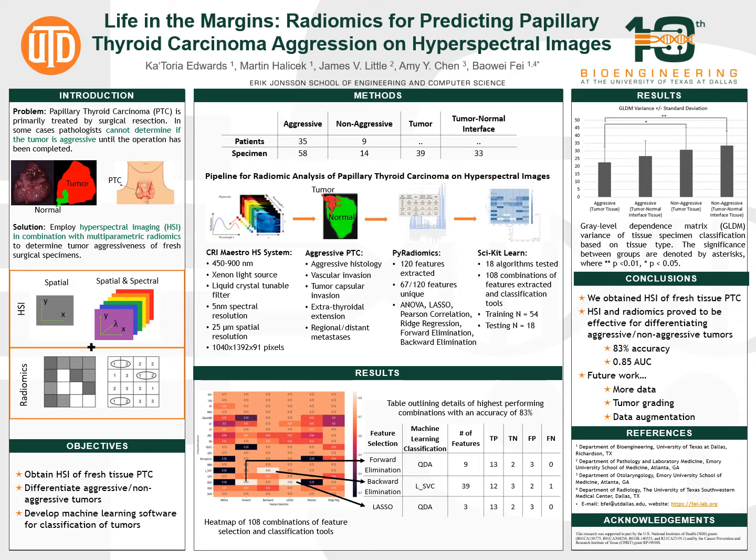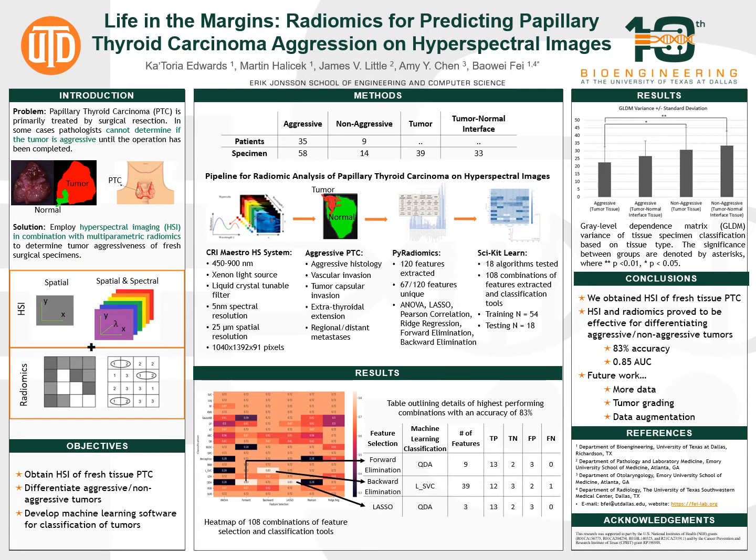boundaries are. Our solution is to employ hyperspectral imaging, or HSI, in combination with radiomics to identify aggressive tumors so we can stop the metastasis early. And HSI is a process of obtaining a spectrum of image information rather than standard red, green, and blue color channels. Radiomics is a calculation of image textural and shape-based features. Using these tools, we can obtain HSI, differentiate aggressive and non-aggressive tumors, and develop a machine learning software to classify these tumors in real time.